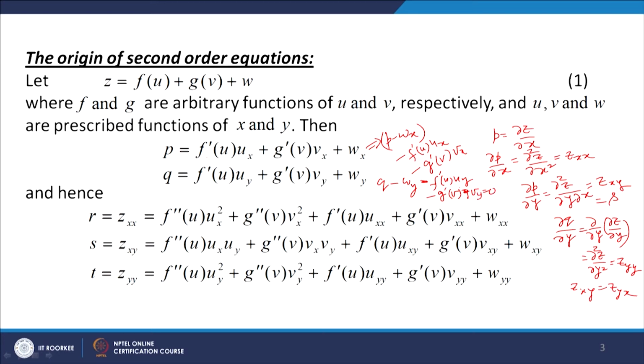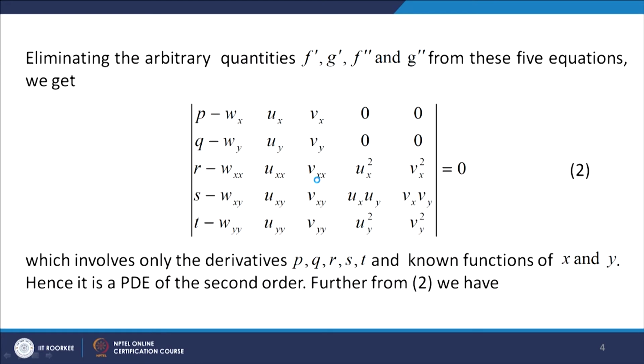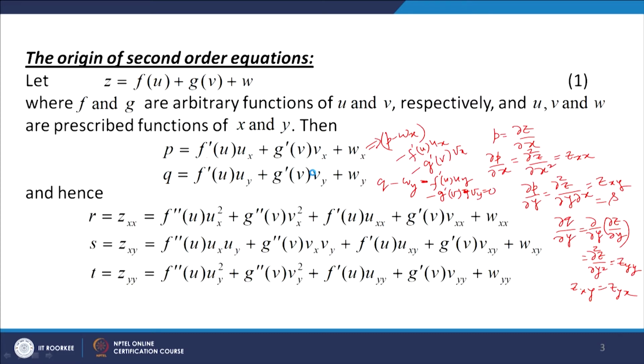So we can write these 5 equations in the unknown functions f dash, g dash, f double dash, g double dash. Eliminating those 4 quantities, we arrive at this determinant: p minus wx, ux, vx, 0, 0; q minus wy, uy, vy, 0, 0; and r minus wxx and so on. Here these 0, 0 occur because there are no terms containing f double dash and g double dash in these 2 equations.